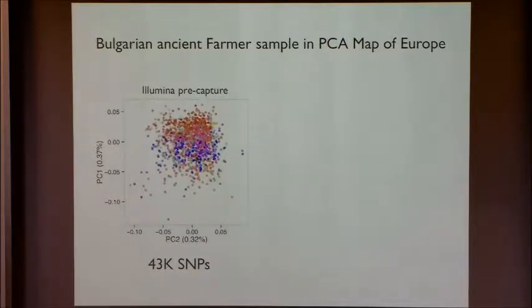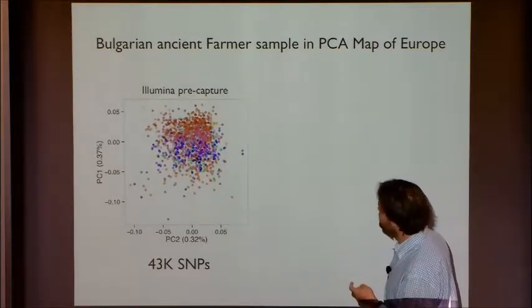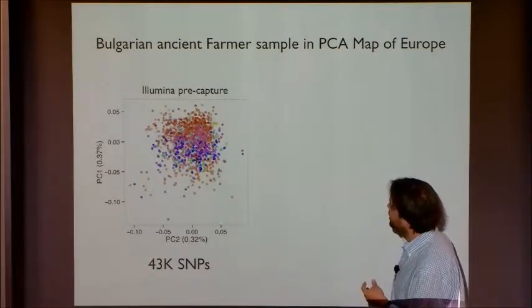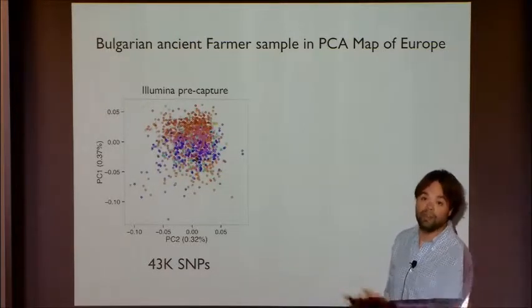Now on to some PCA, and I'd like to call this perhaps the worst PCA we've ever produced in the lab. No offense. This is the pre-capture PCA for the Bulgarian sample. Of course, it looks like a Rorschach blob. You can read whatever you want.